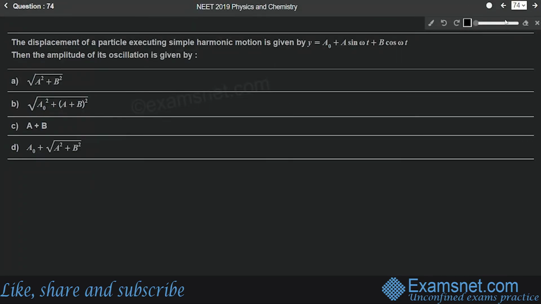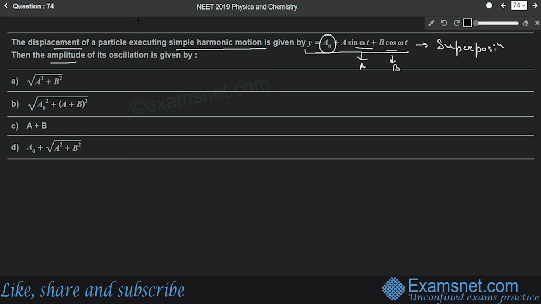Question number 74 is from the chapter Oscillations, and the question is: the displacement of a particle executing simple harmonic motion is given by y equals a naught plus a sine omega t plus b cos omega t. Then the amplitude of its oscillation is given by. So this equation represents the superposition of two waves. What happens in superposition? The two waves are added. So here we can see that these two waves, this is wave A, this is wave B, are added here because these are superimposed on each other.